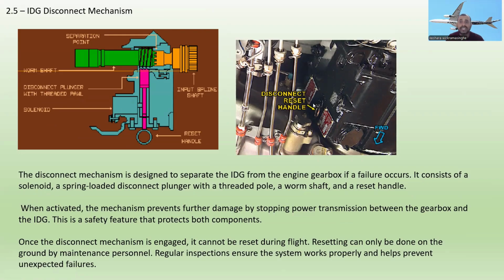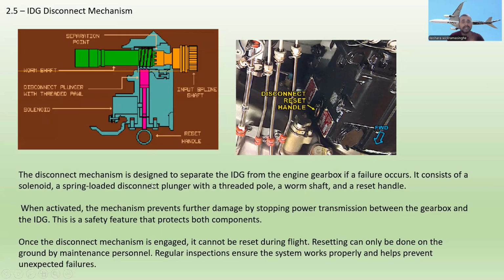So here is the disconnect reset handle. I talked about it before, how we reconnect and how we disconnect, right? So here is the mechanism. Here is the separation point. Here is the input spline shaft, and here is the worm shaft. Here is the disconnect plunger with the threaded pole, and the solenoid. Here is the solenoid, and here is the reset handle.